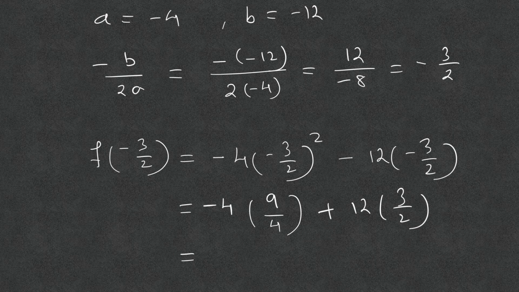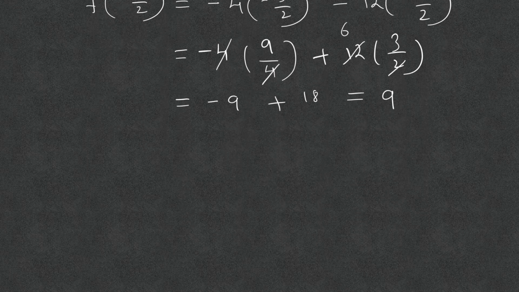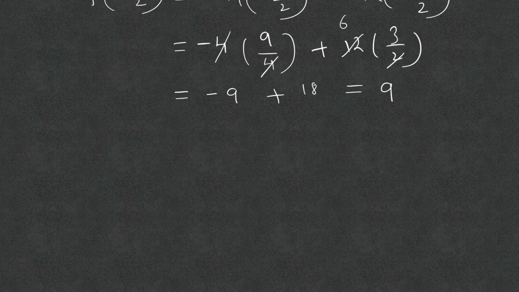This simplifies to negative 9 by cancelling out the common factors, plus 6 times 3 is 18, which simplifies to positive 9. Therefore, the maximum of the given quadratic is at negative 3 over 2, comma 9.